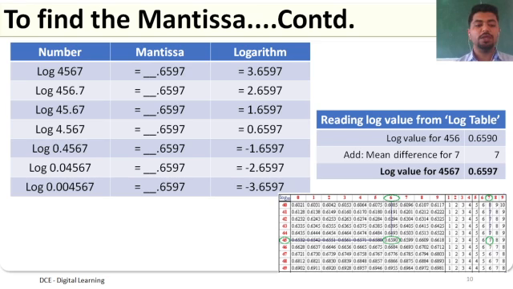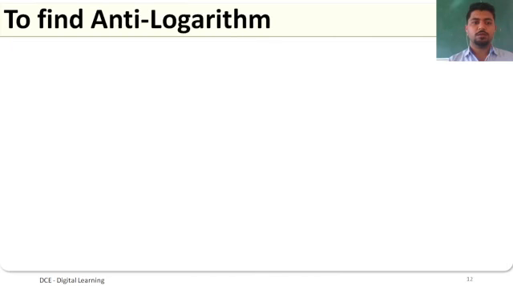Similarly for the number 0.04567, after the decimal point there is only 1 zero. So 1 zero plus 1, the characteristic will be 2, and it is negative, minus 2.6597. Similarly for 0.004567, right after the decimal point there are two zeros. So 2 plus 1, 3 would be the characteristic value. So minus 3.6597. Now lastly we learn how to find the antilogarithm value, or the number corresponding to the log value.